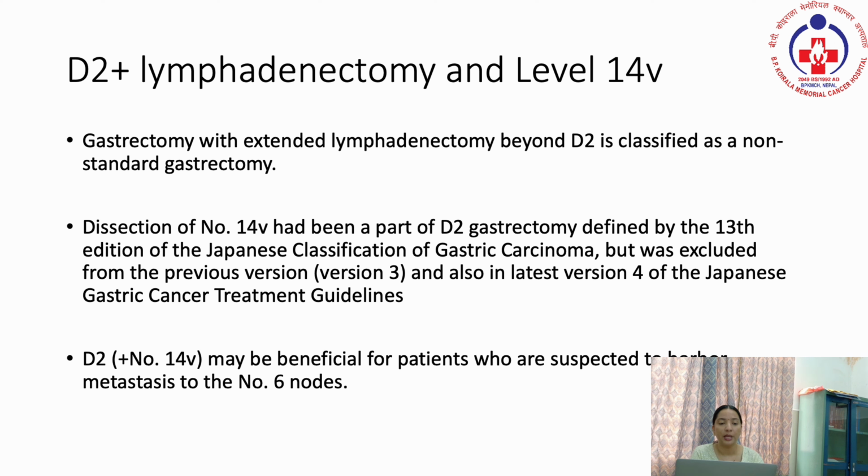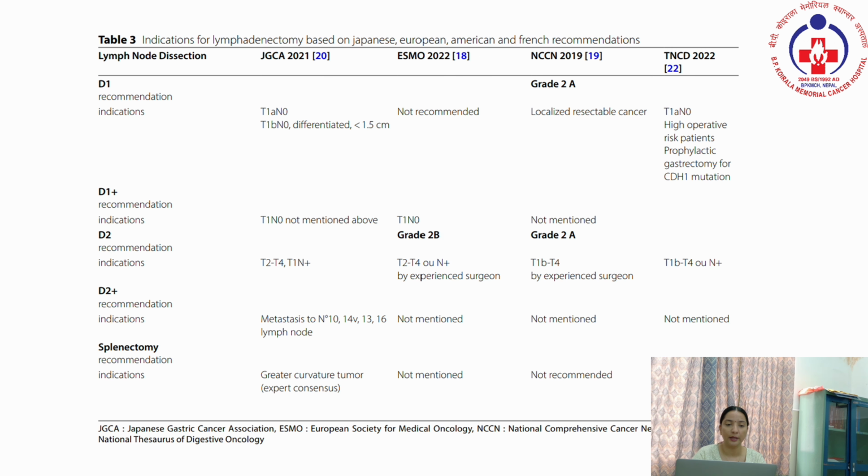But in some cases, like presence of metastasis to level 6 nodes, and in the cases of suspected invasion to the duodenum, they still include the level 14B node. And any dissection, lymphadenectomy beyond D2 is now classified as non-standard gastrectomy in case of the stomach. And these are the different treatment or surgical strategies and lymphadenectomy during D2 gastrectomy. Only the Japanese classification has included the level 14B during the D2 lymphadenectomy and gastrectomy, and others have not included the level 14B.